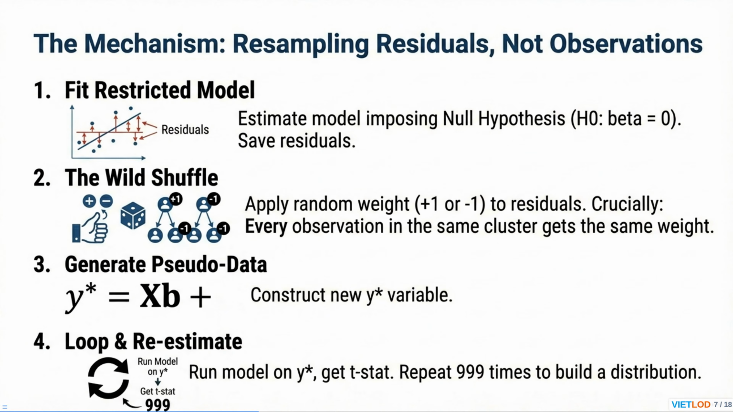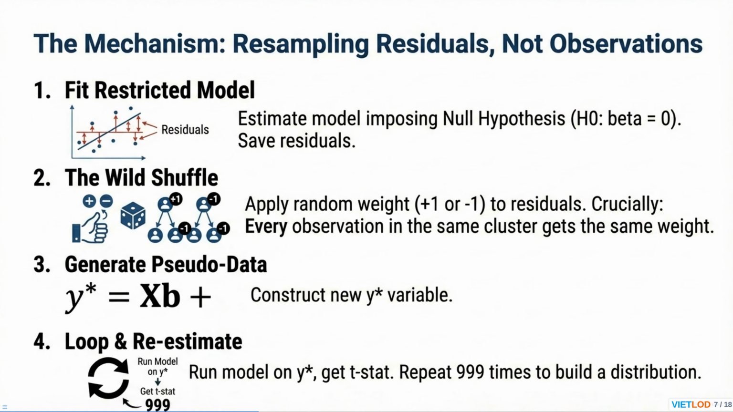Using these randomly flipped residuals, we generate a new pseudo-dependent variable, which we can call y star. The formula is shown on the slide. Finally, we regress this new y star on our independent variables, calculate a t-statistic, and save it. We repeat this process, the shuffle, the pseudo-data generation, and the re-estimation, hundreds or thousands of times to build an empirical distribution of t-statistics, which we then use for inference.